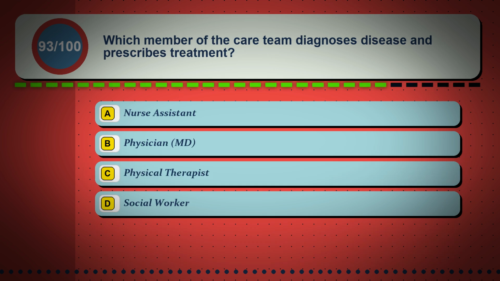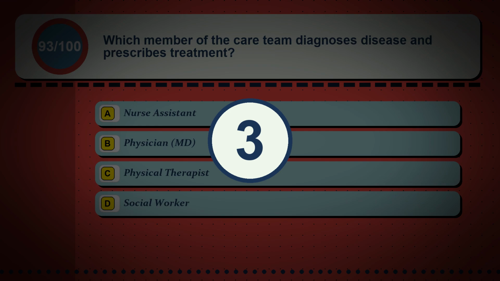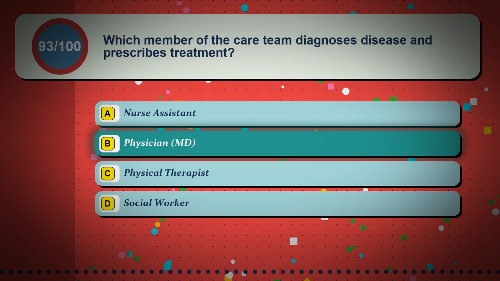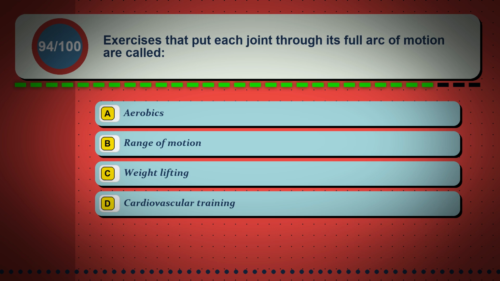Question 93. Which member of the care team diagnoses disease and prescribes treatment? Option A, a nurse assistant. Option B, physician, MD. Option C, a physical therapist. Option D, social worker. The correct answer is option B, physician, MD. The physician is responsible for the overall medical diagnosis and ordering the treatments and medications that the rest of the care team carries out.